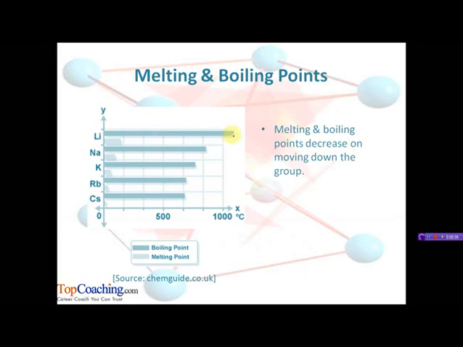Melting and boiling points. In this figure, the dark blue bar shows the boiling point, whereas the light blue bar depicts the melting point. We can see in this figure that both melting as well as boiling points decrease as we move down the group from lithium towards cesium. This is because the strength of the cohesive forces in their metal lattices decreases with increase in their atomic size.